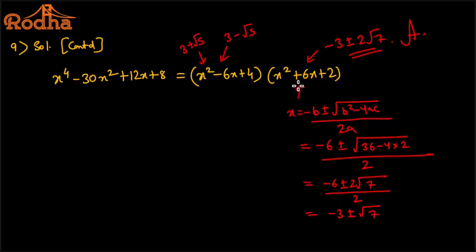Okay, so I hope all of you got this. Sorry, 2 and 2 will get cancelled, I'm sorry. So minus 3 plus minus root 7. That is the answer for this question. Okay, chalo, great.